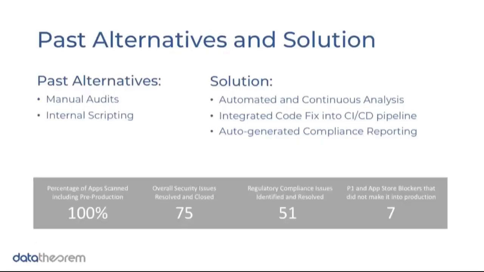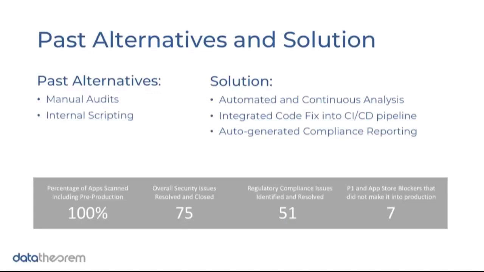So how did they handle this, and what did they do to fix this moving forward, and how did they bring automation in? Well, past alternatives that they historically had used was manual audits. And I know Himanshu talked a little bit about the difficulties with manual audits and where that is today. And then obviously having to deal with doing things like internal scripting to be able to work with all the different development teams that are out there.